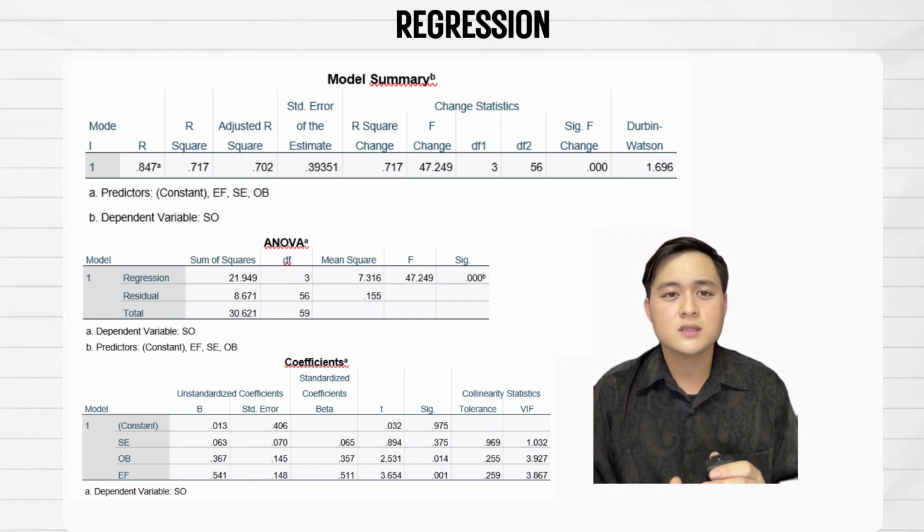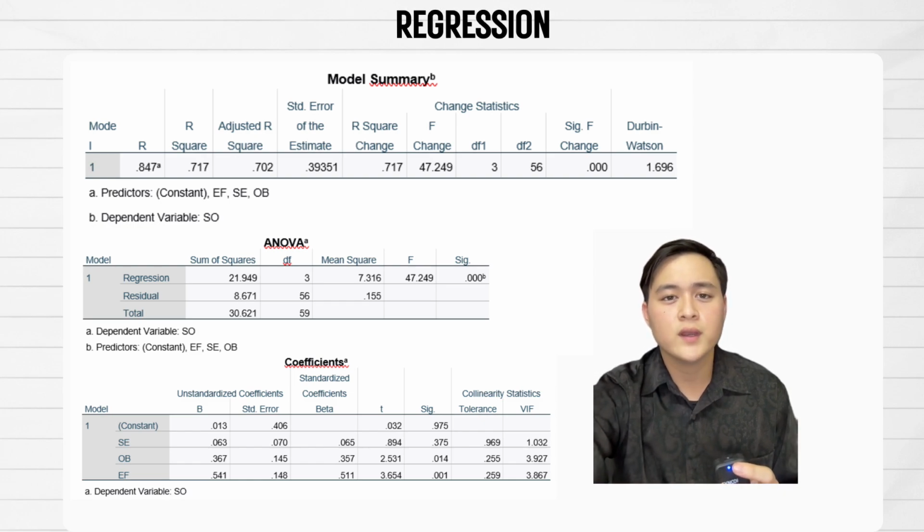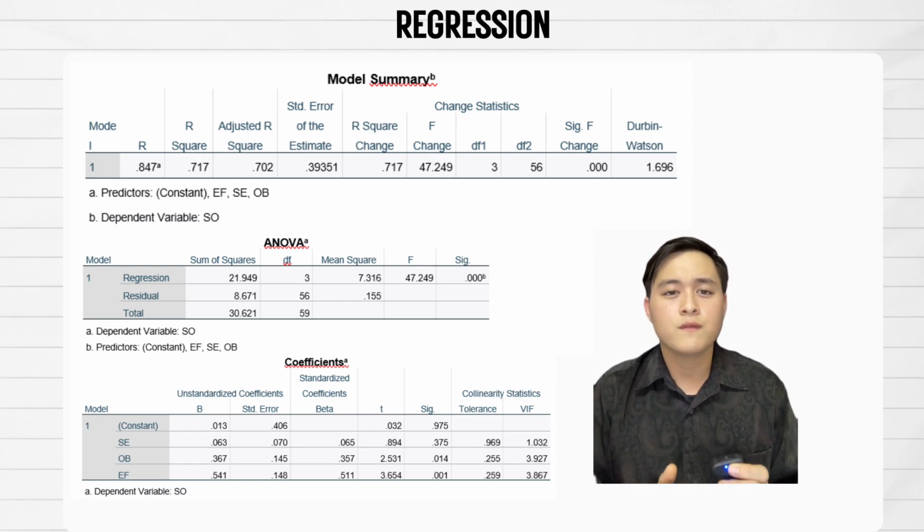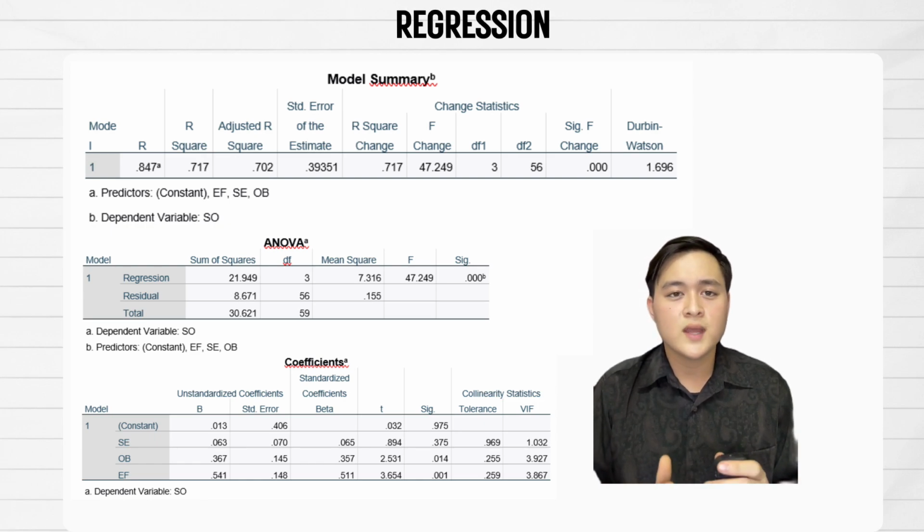The standard error is 0.39351, and the F statistic of 47.249 is highly significant, which means the p is less than 0.001. The Durbin-Watson value of 1.696 suggests no severe autocorrelation in the residuals, confirming the model's robustness. Next is the ANOVA results.